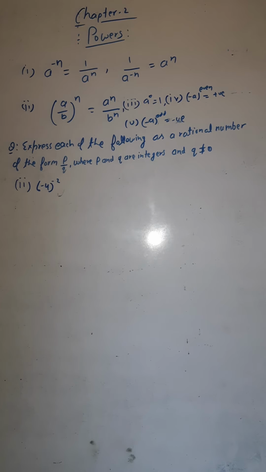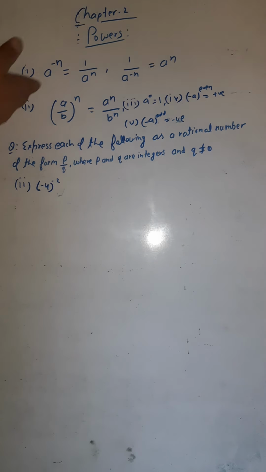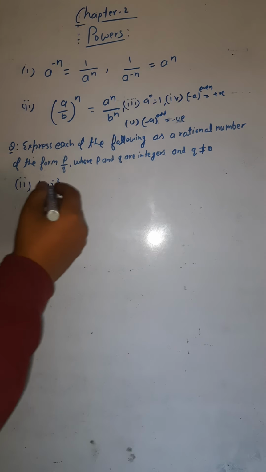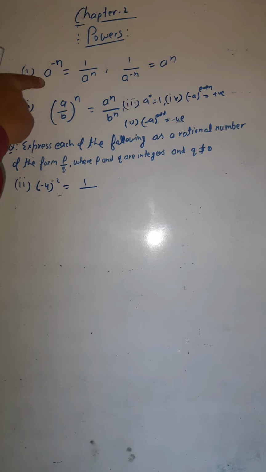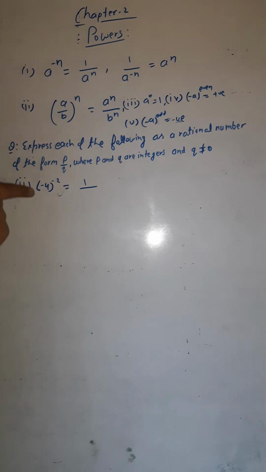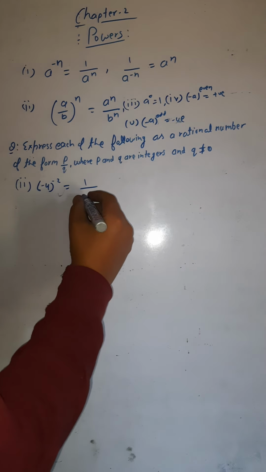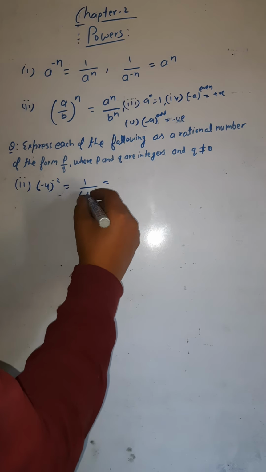Now we will move to the next question. The next question is minus 4 raised to the power minus 2. Again we will be using the first formula here. So it can be written as 1 by minus 4 raised to the power 2, because a is minus 4 here. So in place of a you would write minus 4.